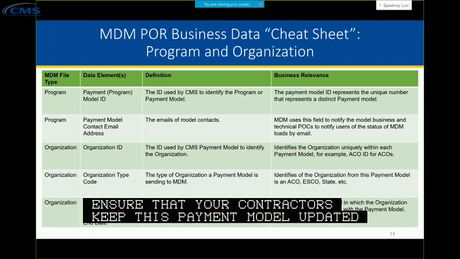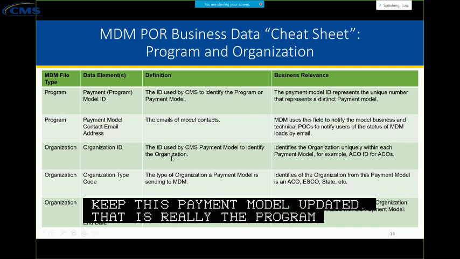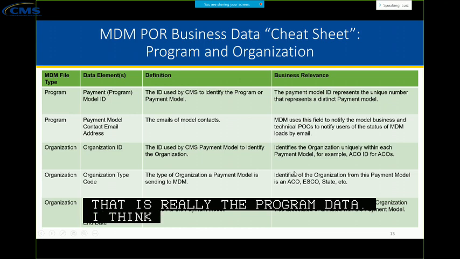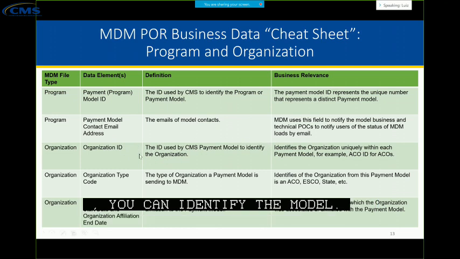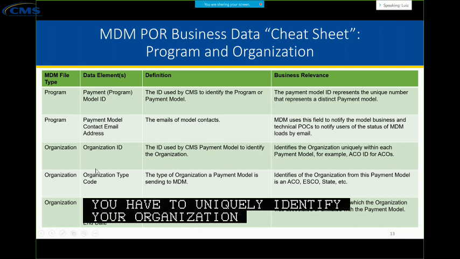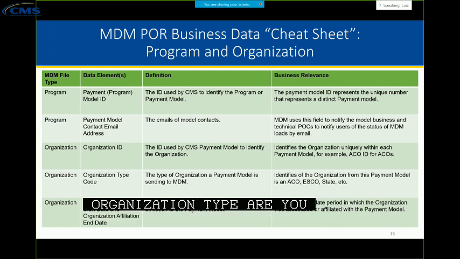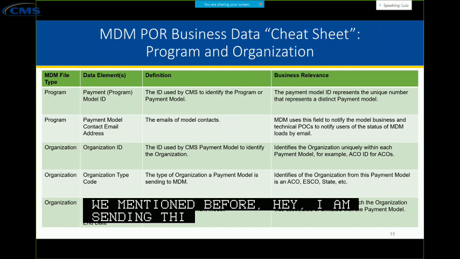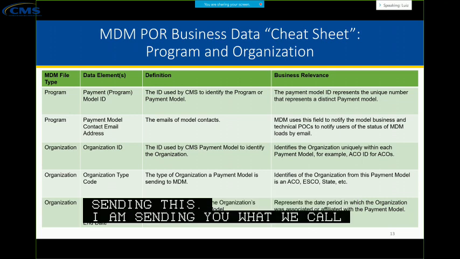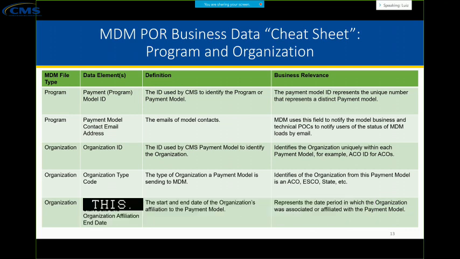For organization data, in SSP, for example, they have ACO IDs. That's identifying uniquely what that ACO is to the SSP model. As well, I think ESCOs also have ESCO IDs. But you have to make sure you're able to uniquely identify your organization back to your business data. Secondly, and perhaps more importantly for downstream users, what kind of organization type are you sending to us? This is to state what I mentioned before: I'm SSP and I'm sending you what we call ACOs. I'm CEC, I'm sending you what we call ESCOs. I'm duos, I'm sending you what we call state. So the organization type code is identifying for downstream users what kind of organization you're sending to us, okay?